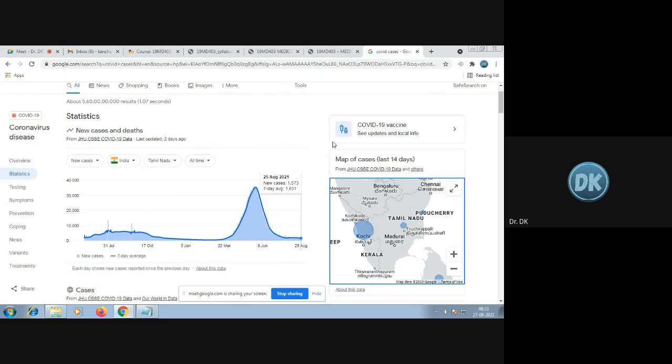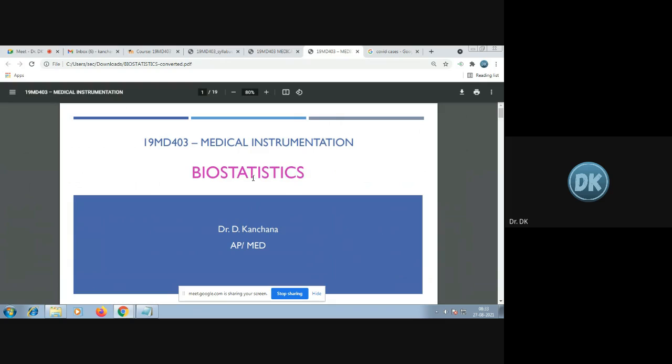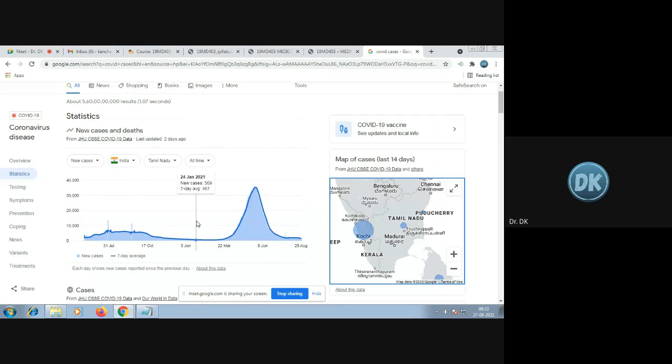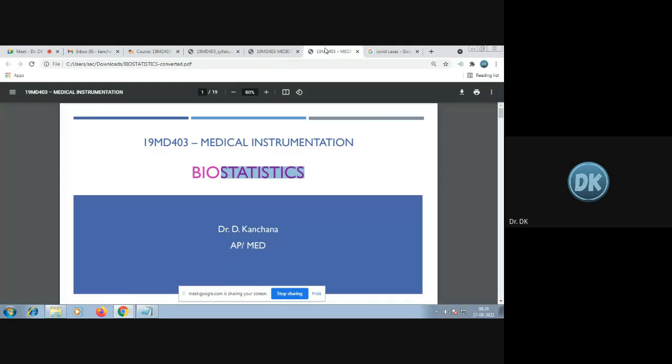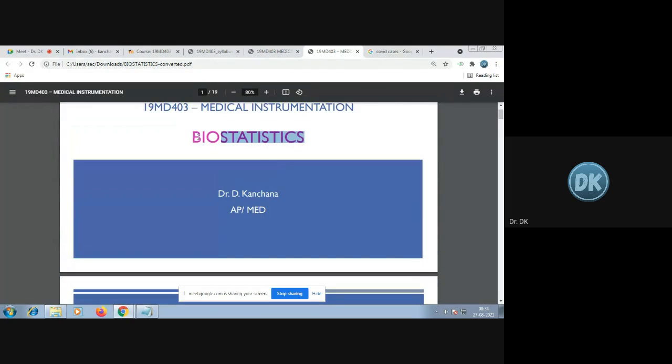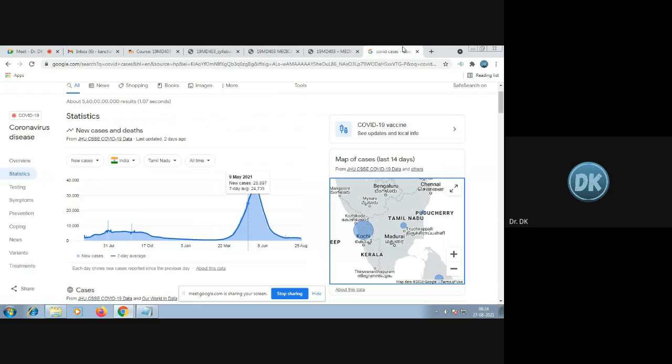So that is one application you can say about statistics. Statistics is using different tools and different techniques to analyze the data. Whatever data you have, you are going to use some tools to get some useful information from that. So biostatistics refers to the tools which we use for biological applications. Like this is one biostatistics.